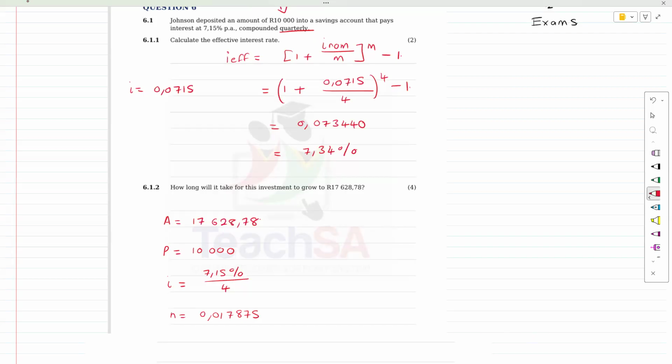Yeah, should be fine. I think so. And then A equals P, 1 plus i, to the power of n. This is 17,628.78, which equals P, which is 10,000, times 1 plus 0,017875 to the power of n. Most likely, well, definitely, you're going to have to use logs.